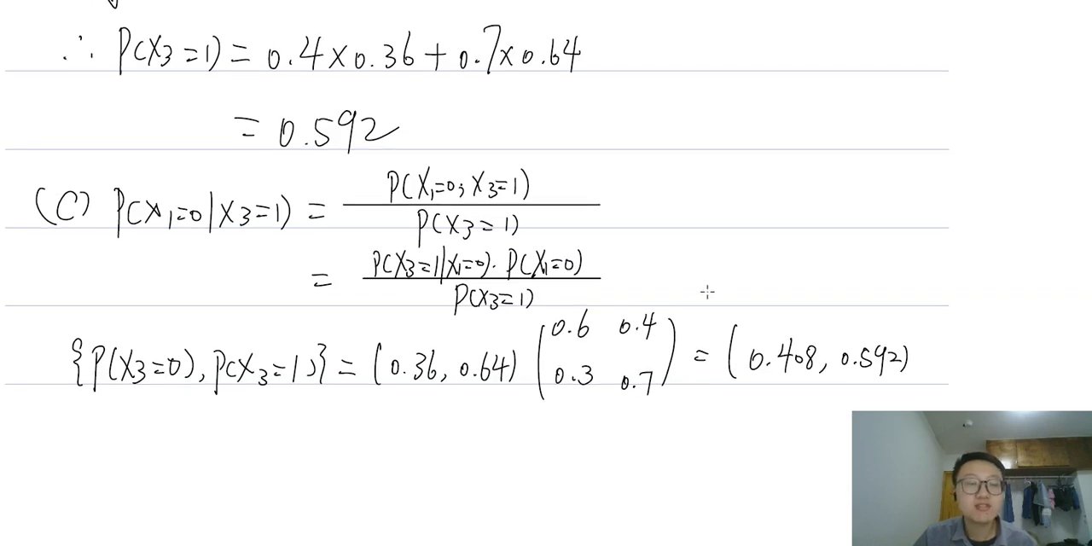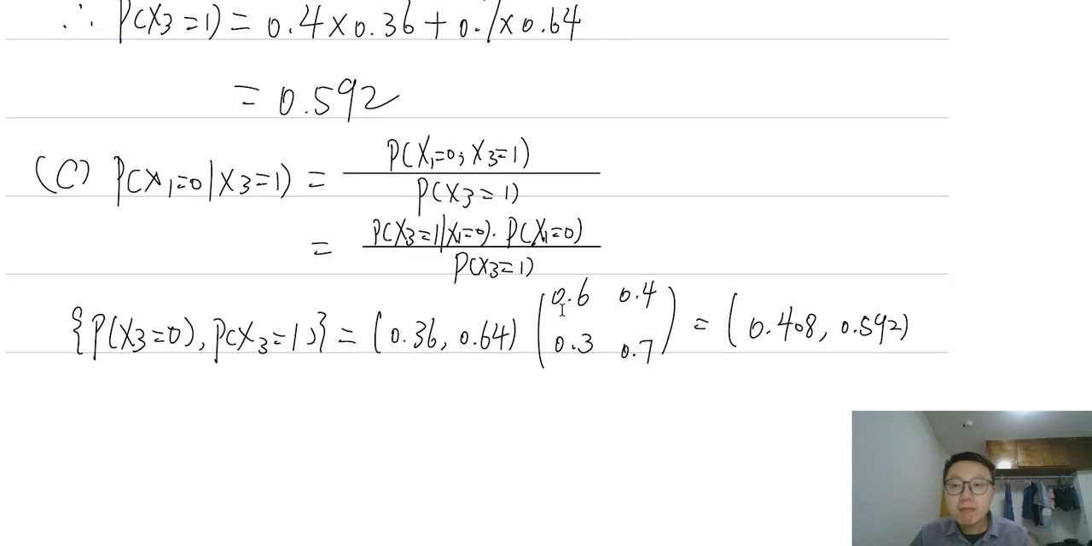Question 3 is: find the conditional probability that x1 is equal to 0 given that x3 is equal to 1. Considering that it is a conditional probability, we can first write the format like this. In this format, we have the probability that x3 is equal to 1 and the probability that x1 is equal to 0. So the question becomes: how can we get the result of this variable?